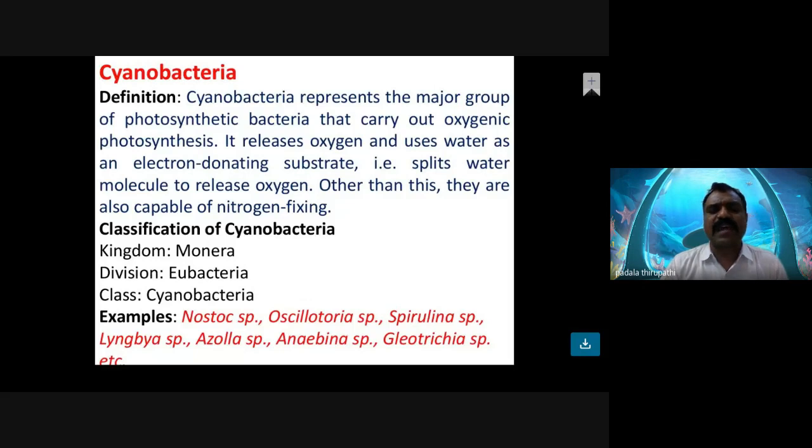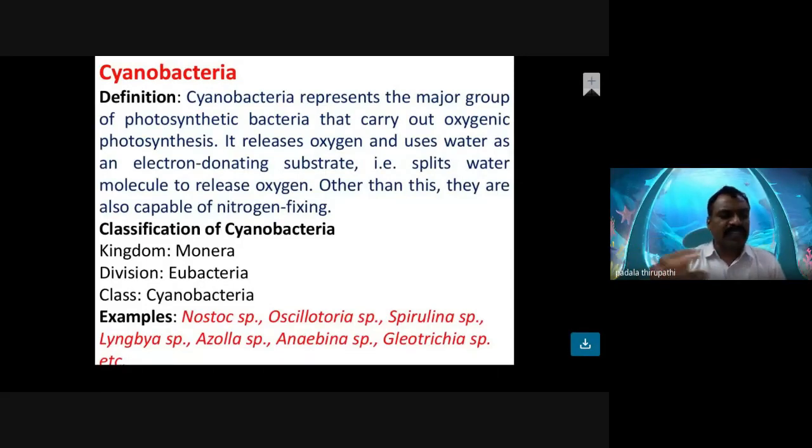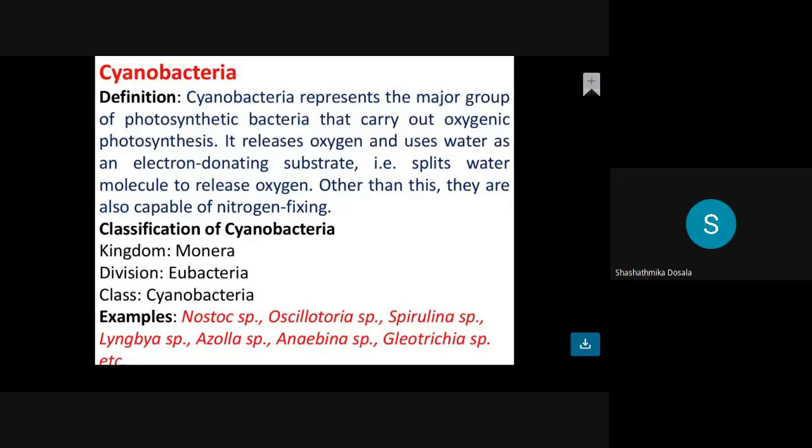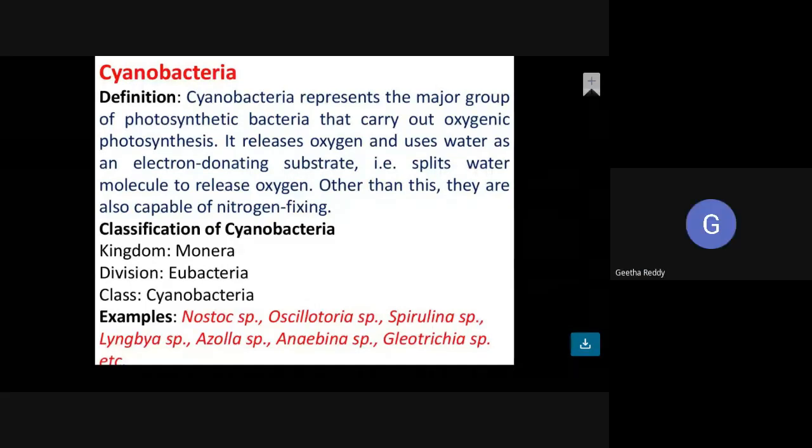And the plant body is a thallus. Have you ever heard the term thallus? What do you understand? It is undifferentiated into stem, leaf and root. These are the parts we know in all plants. But in algae, along with fungi, they are not differentiated into root, stem, leaf. That plant body we call thallus. So this cyanobacteria is also an autotrophic thallophytic organism. It is a photosynthetic organism which releases an electron donating substrate.